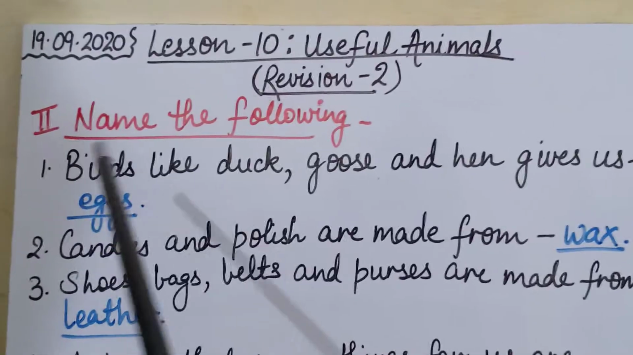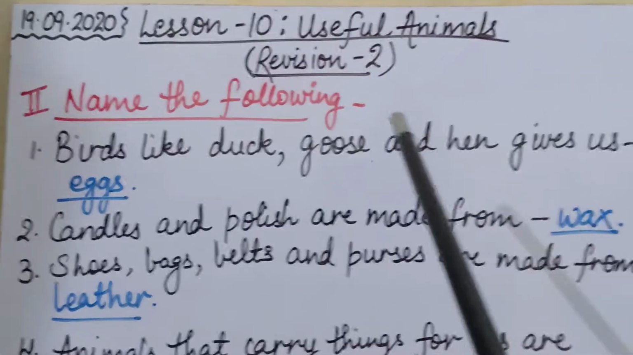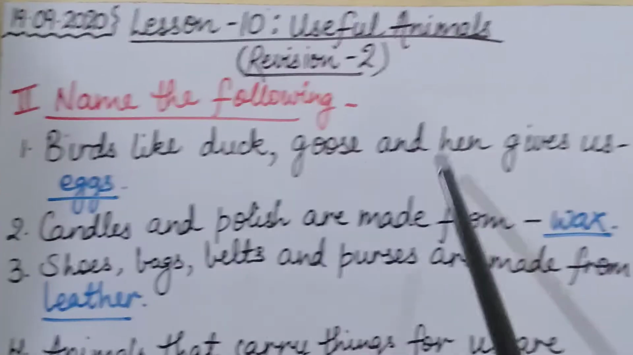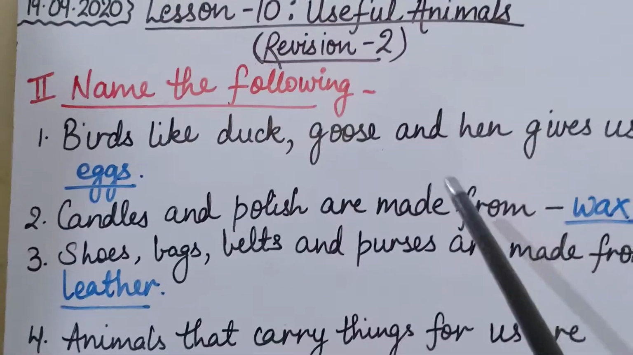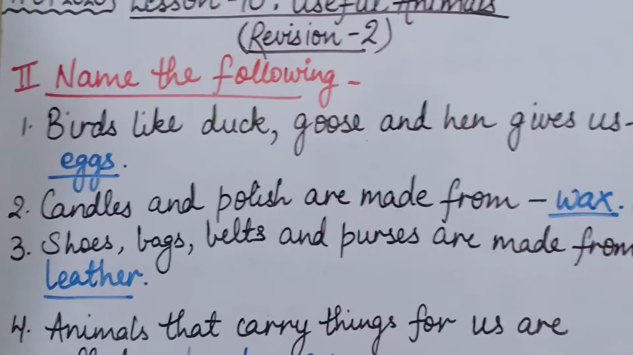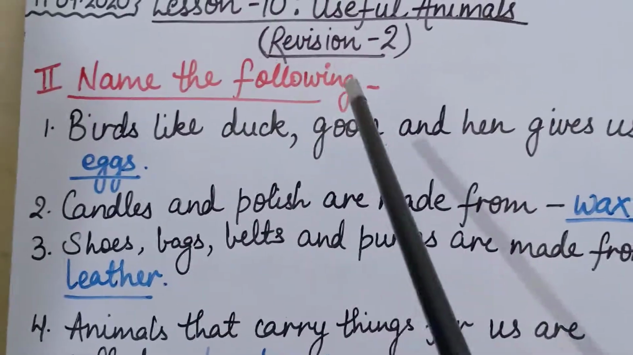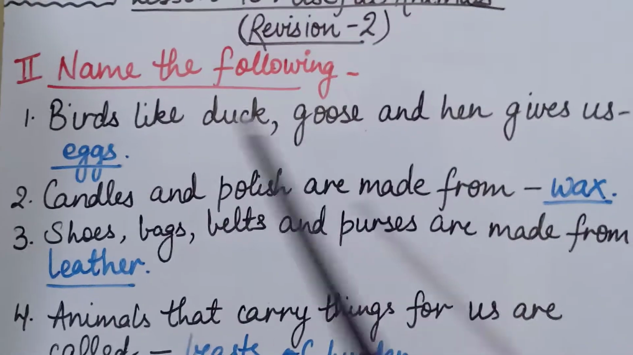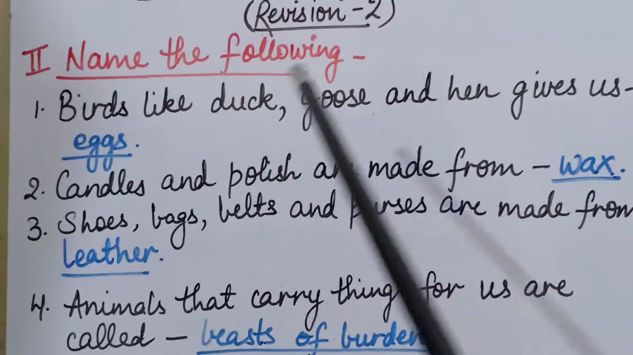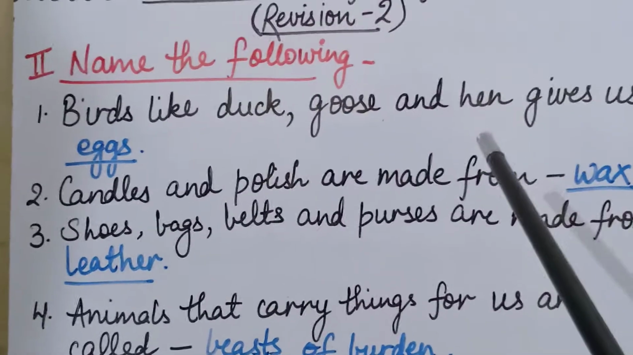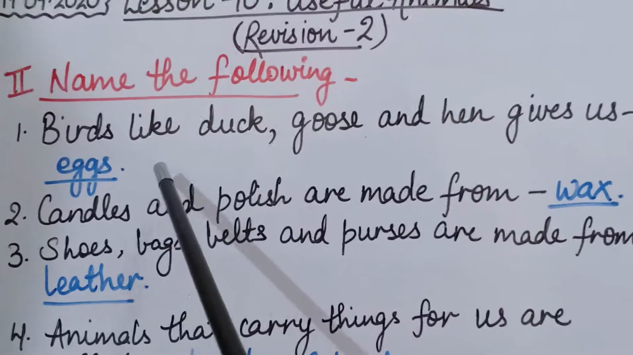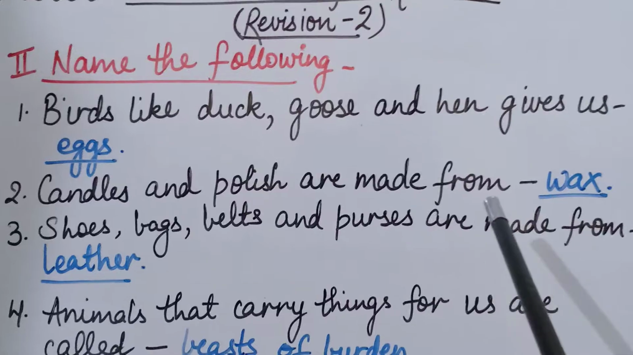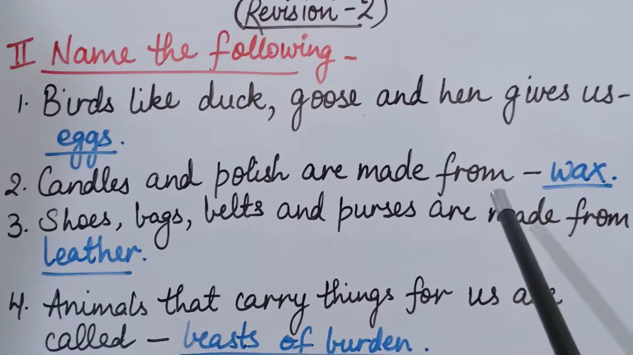Here I will write one sentence and you have to name that. What are these things made from, or what do these things give us? So name the following. Birds like duck, goose and hen give us eggs. Duck, goose और hen जो birds होते हैं उनसे हमें क्या मिलता है? Eggs. Second is: candles and polish are made from. Candles और polish किससे बने होते हैं?